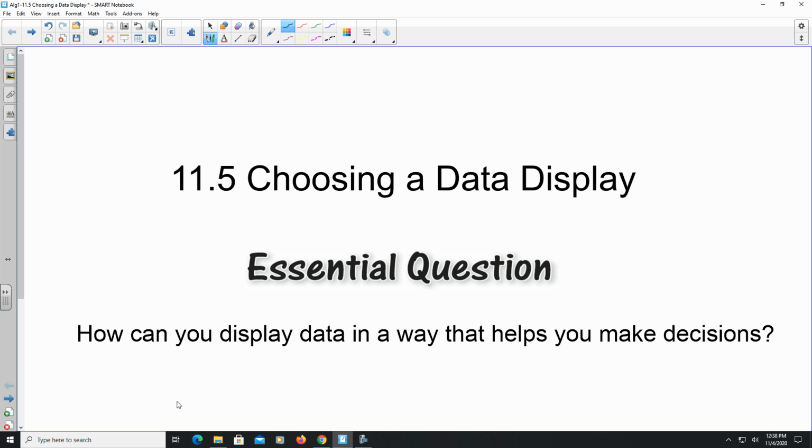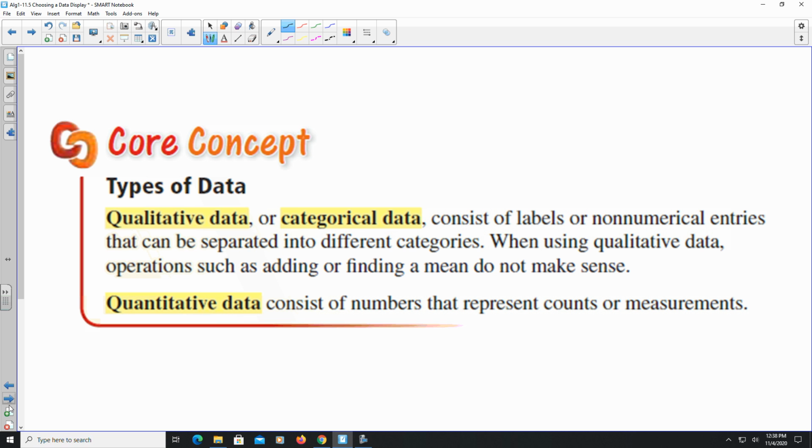First off, there are essentially two different types of data: qualitative data and quantitative data. Qualitative data, by definition, consists of labels or non-numerical entries that can be separated into different categories. When using qualitative data, operations such as adding or finding a mean wouldn't make sense.